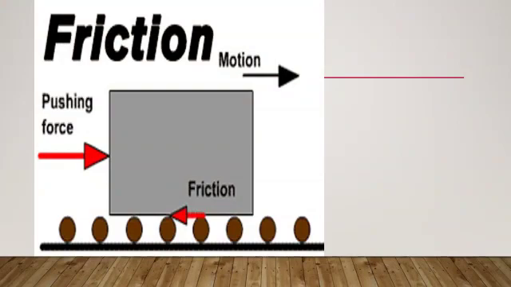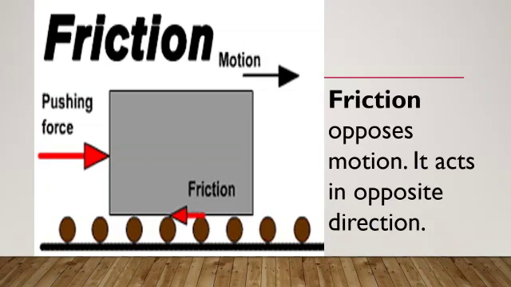The next is friction. You will see in the illustration that there are two forces, the pushing force and the friction. The pushing force determines the direction of the motion. Now, what is friction? Friction opposes the motion. It acts in the opposite direction.